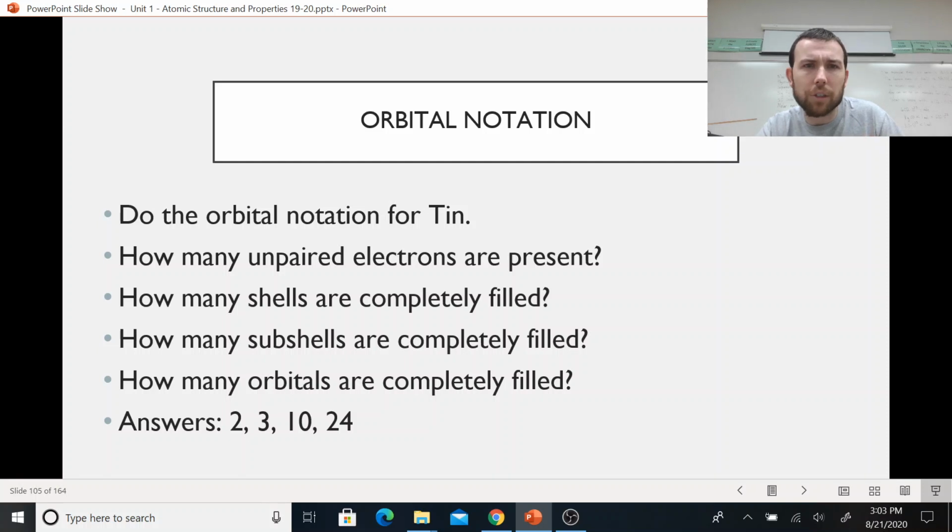How many unpaired electrons does 10 have? How many shells are completely filled? So how many of those energy levels for 10 are completely occupied? How many subshells or sublevels for 10 have been completely filled? And then how many orbitals for 10 have been completely filled? Now, obviously, you see the answers there, 2, 3, 10, and 24, but pretend like you don't know that those are the answers. Go through, write out the configuration, and try to figure out, did you get those answers?